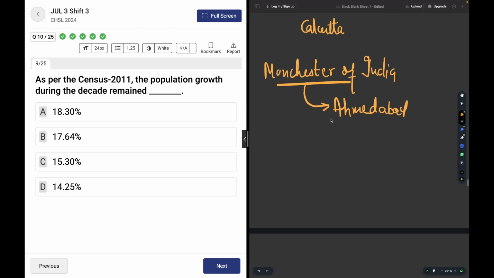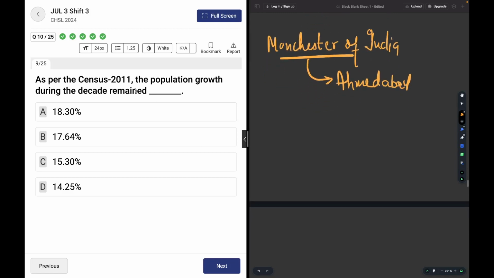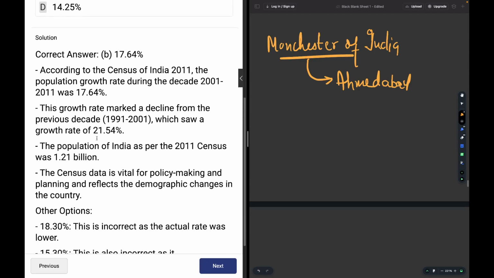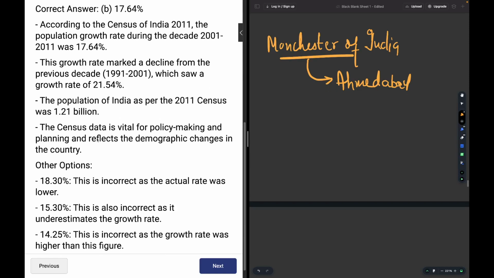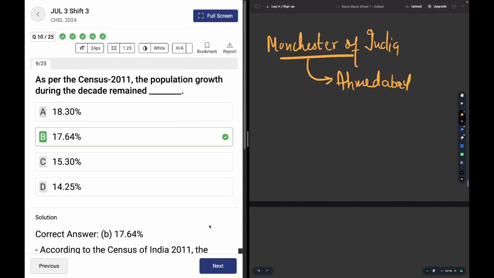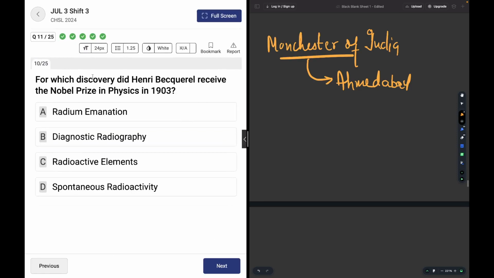As per Census 2011, the population growth during the decade remained 17.64. This is something which needs to be learned very well. 17.64, the decadal growth.